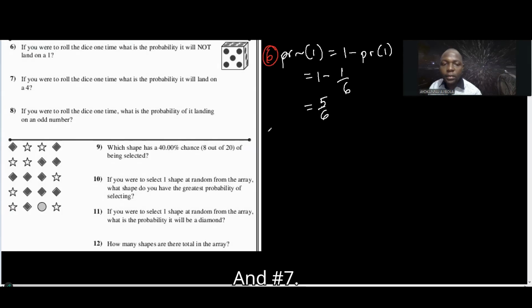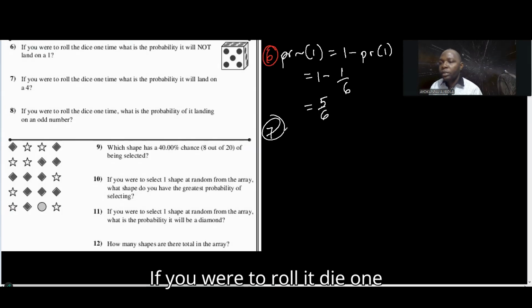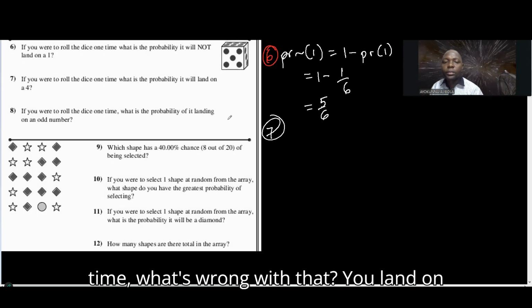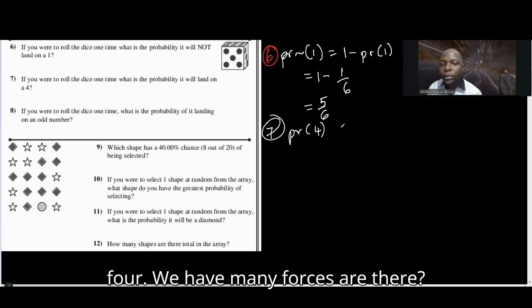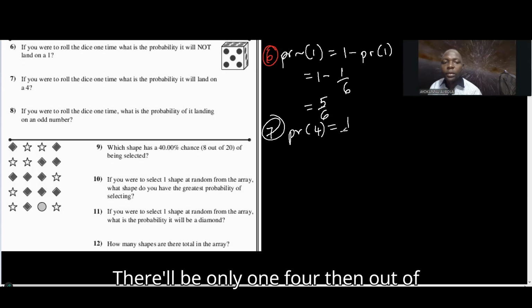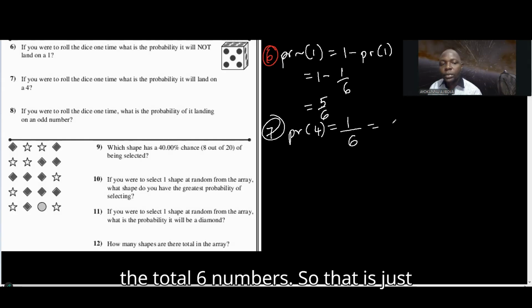And number seven, if you were to roll a die one time, what's the probability to land on a four? Of course, how many fours are there? There'll be only one four, out of the total six numbers. So that is just 1/6.